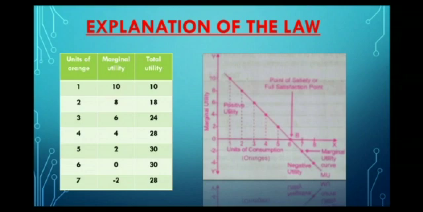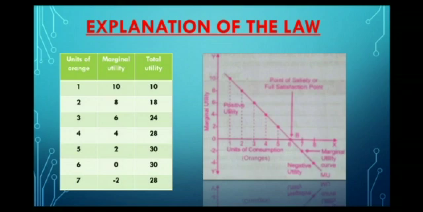Now, if the consumer is forced to take more orange, his utility may be negative. As per the above table, if the consumer is forced to take the 7th unit of orange, his marginal utility will fall to minus 2. Thus, as the consumer consumes more and more units of the commodity, his marginal utility for that commodity goes on diminishing and eventually it becomes 0.